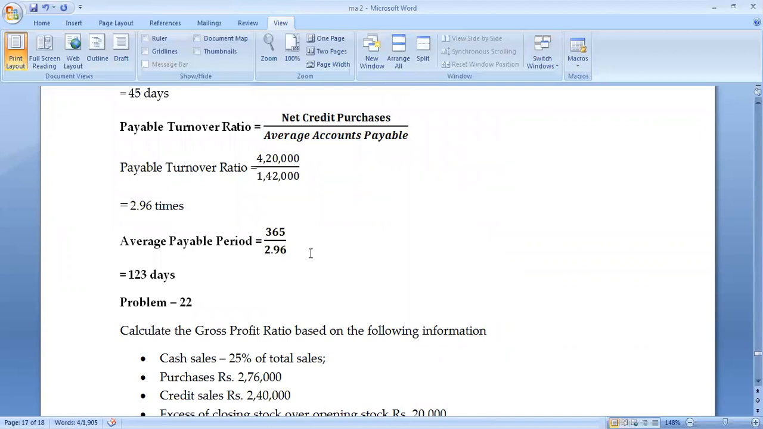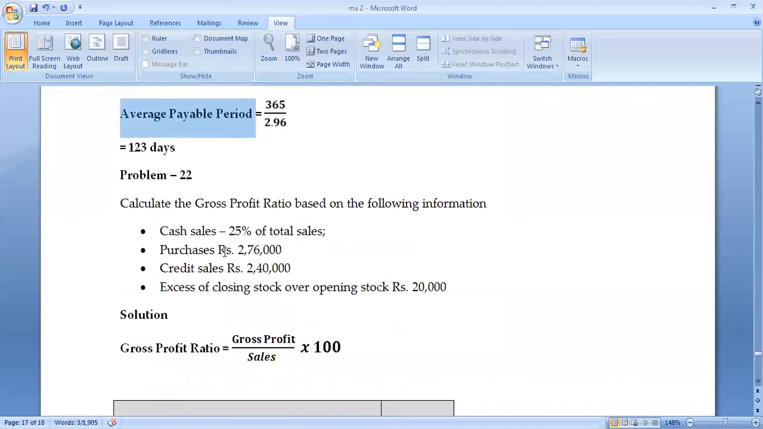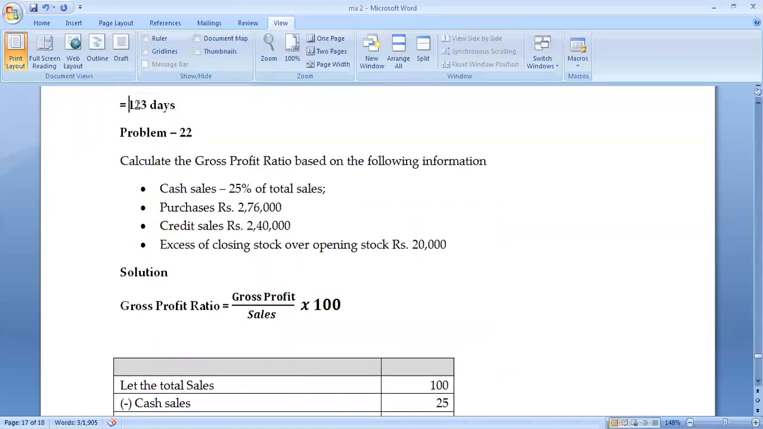So average payable period will be 365 divided by 2.96. Do not round it off. Take it as it is, whatever the number of times you get. So what actually is this average payable period? It is a period which will be granted by the supplier to the company. For the thing that you have purchased, what is the duration, or how many days or months you will take to settle the amount, that will be granted by the supplier here. Which comes to around 123 days.